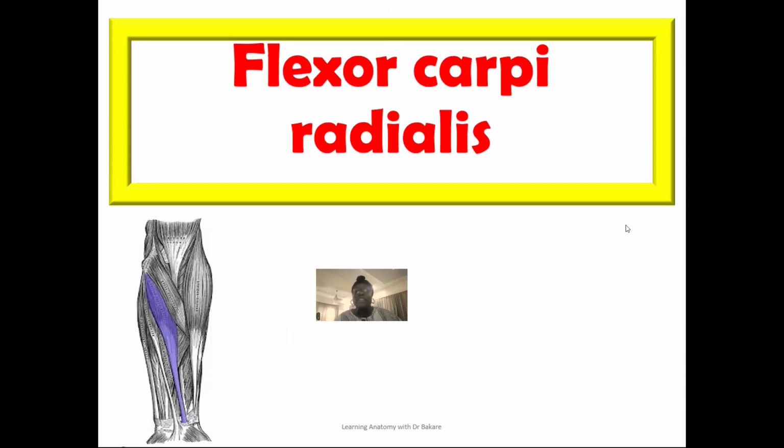In this lecture, we will be looking at the Flexor Carpi Radialis. We use this image by the side. This is where we have the Flexor Carpi Radialis. And if you try to put this image in its correct anatomical position, this is where we have the medial side, and this is the lateral side.